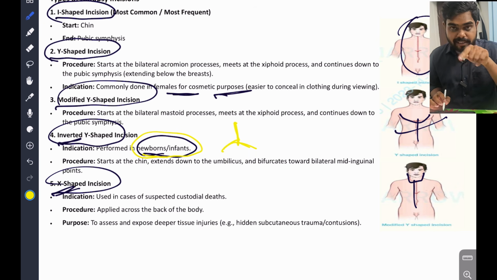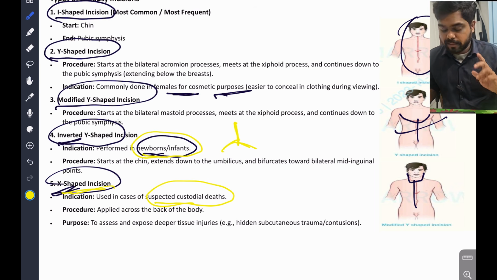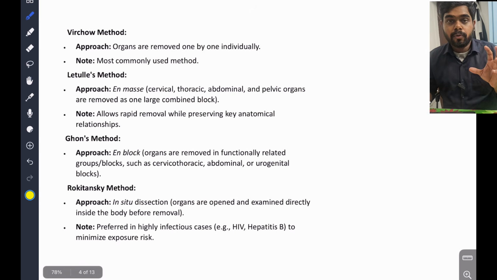And X-shaped incision is used in case of suspected custodial death. Any suspected custodial death, X-shaped incision is done. So this may be a potential question for your next NEET PG exam. So I-shaped, Y, modified Y, inverted Y, which is seen in infants or newborns, and X-shaped for custodial death. Very important. Now we are coming to different methods of autopsy.